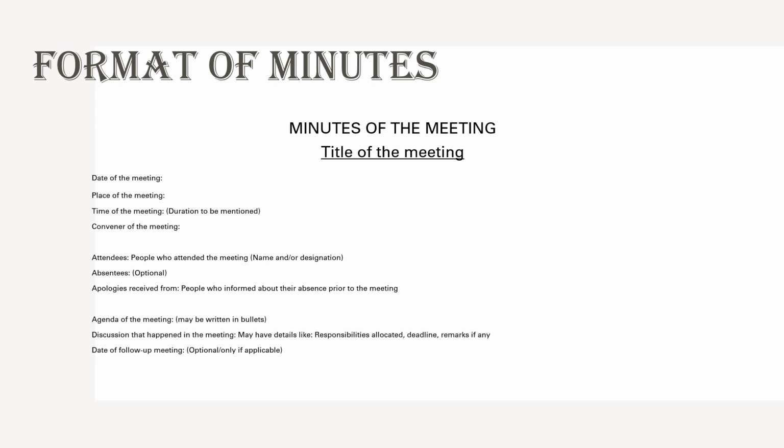This would mean that, suppose you invited 6 people, and of those 6 people, 2 were not there in the meeting, and of those 2 who were absent, one had already, prior to the meeting, notified about his or her absence. So this is what it means. Apologies received from would mean those who apologized that they would not be able to make it to the meeting. So people who informed about their absence prior to the meeting, their names or designations will be written here, so that you and the other people know who cared to notify about their absence prior to the meeting and who did not.